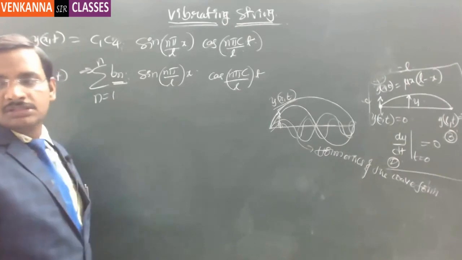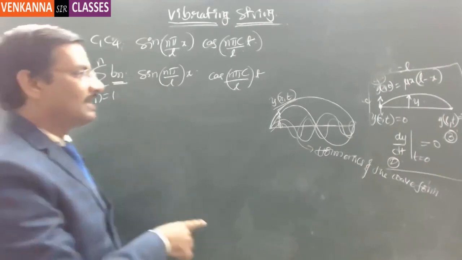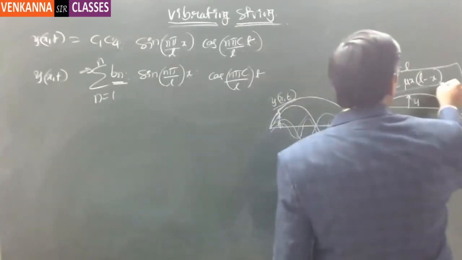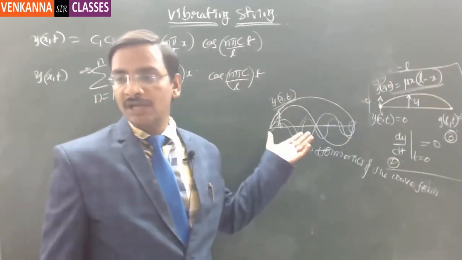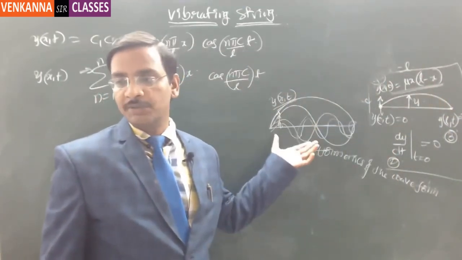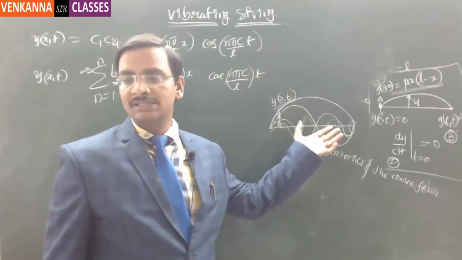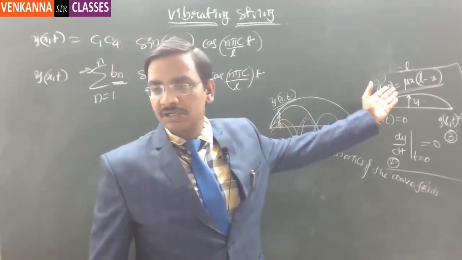This arbitrary constant we will be able to find out with the help of the initial condition given by the initial displacement. This initial displacement will decide what should be the number of harmonics and what should be the shape of the harmonic. Everything is getting decided only by this initial displacement.